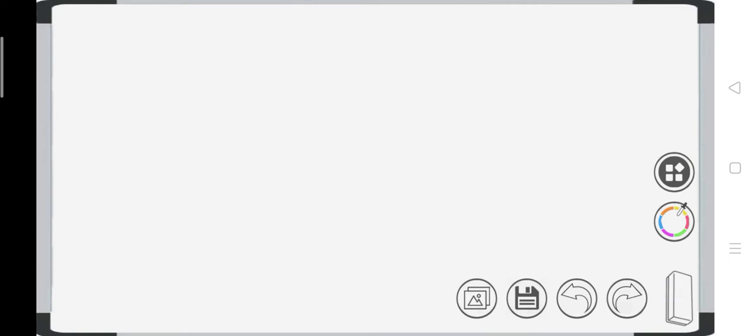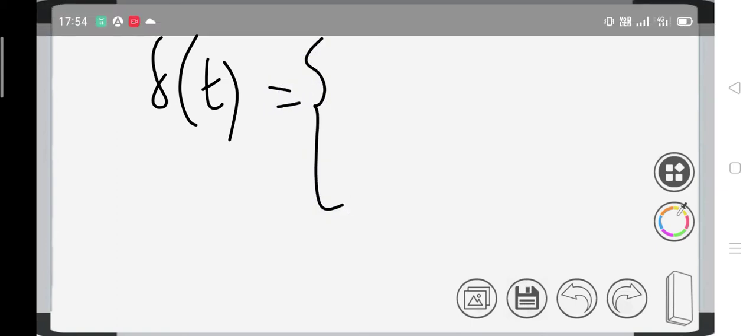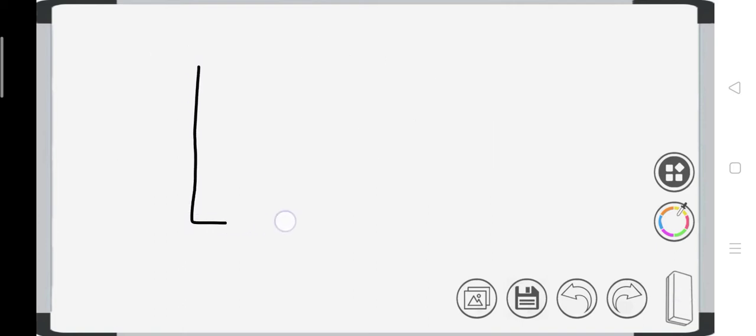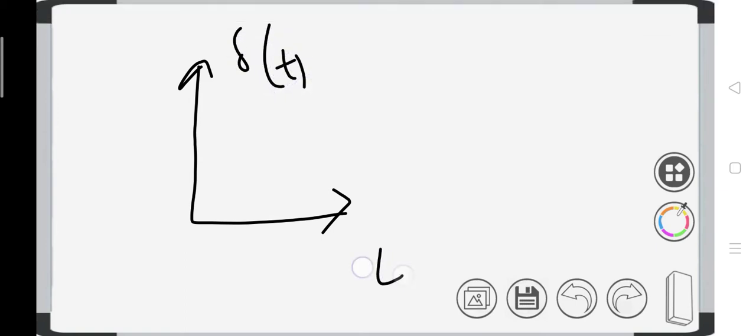Next, coming to the impulse function, it is represented as del of t. This del of t is 1 whenever t is equal to 0, and it is 0 when t is not equal to 0. This is the condition for the impulse function. You just have to remember it: at t equals 0 it is 1, at t not equal to 0 it is 0. It can be shown graphically as well, in continuous and discrete manner. Del of t with respect to t, in continuous time, is 1 only at 0.